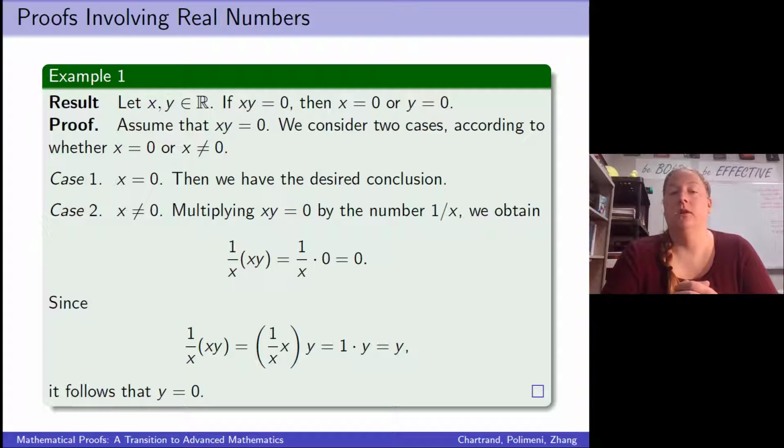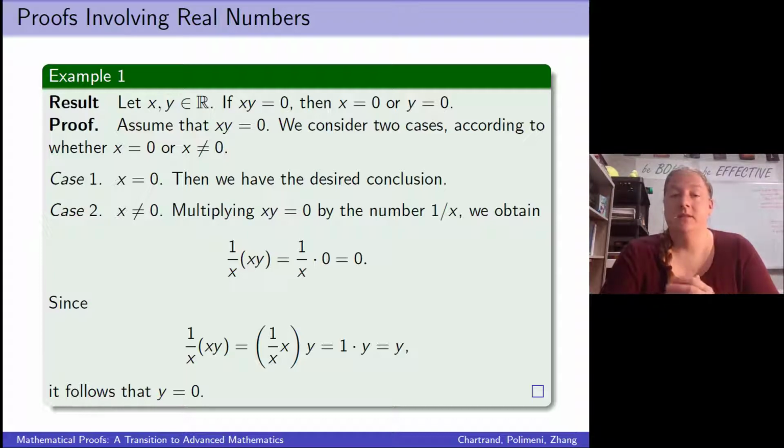So when x is 0, we have the result. So x times y equals 0, and x was 0, then x is 0, so our conclusion's there. So the more interesting case is when x is not 0.